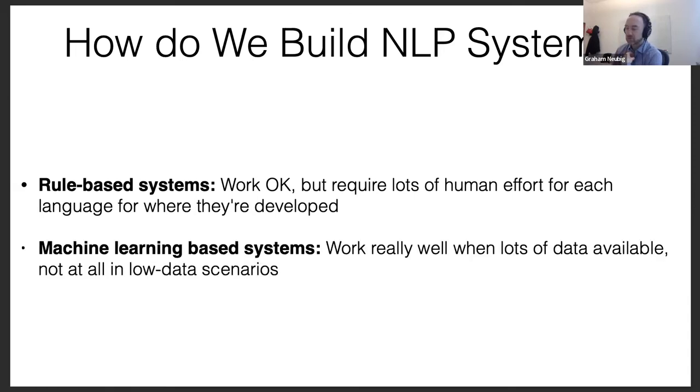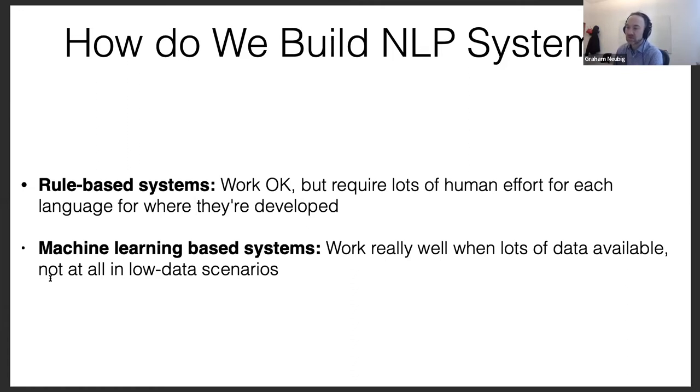And of course, most people in this class are very familiar with machine learning-based systems, or at least know that most of NLP runs on them now. These work really well when lots of data is available, but they require that data is available. If no data is available whatsoever, then they don't work. So we're looking at two different methodologies here. The rule-based methodology relies on a scarce resource, human expertise. The machine learning-based systems require data, which is also a scarce resource in many scenarios. In many languages, we don't have a whole lot of it.